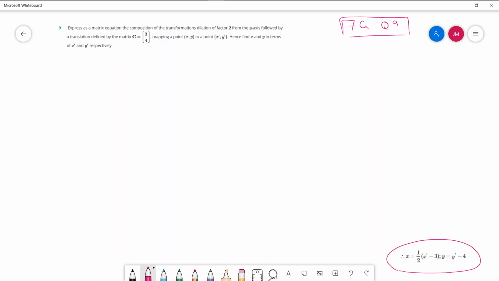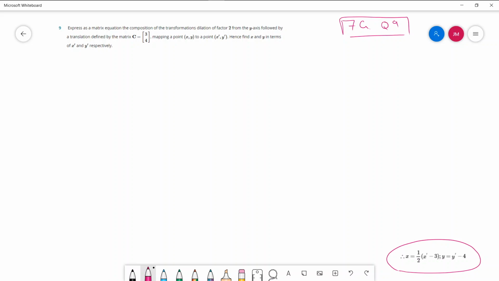So let's look at how to get there without using example 14 and the way the textbook has used it. From the question, we're asked to express a matrix equation for the composition of a transformation: a dilation of factor 2 from the y-axis followed by a translation defined by the matrix (3, 4), mapping a point (x, y) to the image of x and the image of y, and then find x and y in terms of the image of x and the image of y. So, a lot of jargon there, but let's just try and write out our matrix equation first.